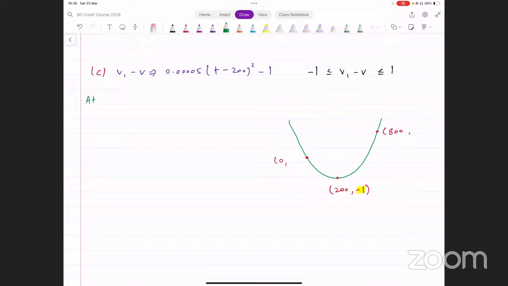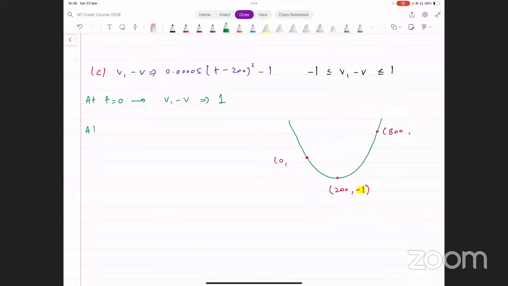So it's just like you used to find the range of functions in paper 1, remember? We have to find the range of this expression, the values of the function from time equals 0 to time equals 400. The least value is -1. What about the highest value, the highest point on this graph? When time equals 0, v1 minus v, this expression gives us 0.0005 into 200 squared minus 1, that's giving me 1.